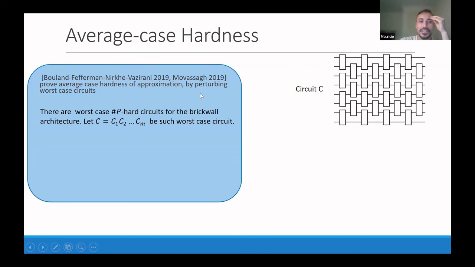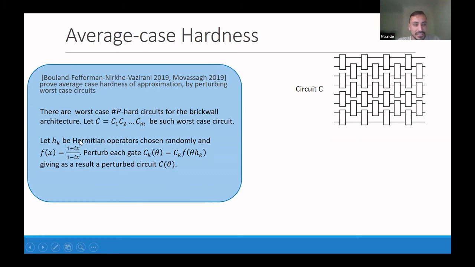So let's take this brick wall architecture, and let's take the circuit that is worst case. And now we are going to perturb it. So the idea is that you choose some random Hermitian operators, you take some parameter theta, and this F is a Cayley function. The idea is that it maps Hermitian operators to unitary. So this thing is a unitary, and this unitary is perturbing the original circuit in terms of theta. And we can also then parameterize the probabilities of the outputs in terms of theta, which actually define a polynomial.